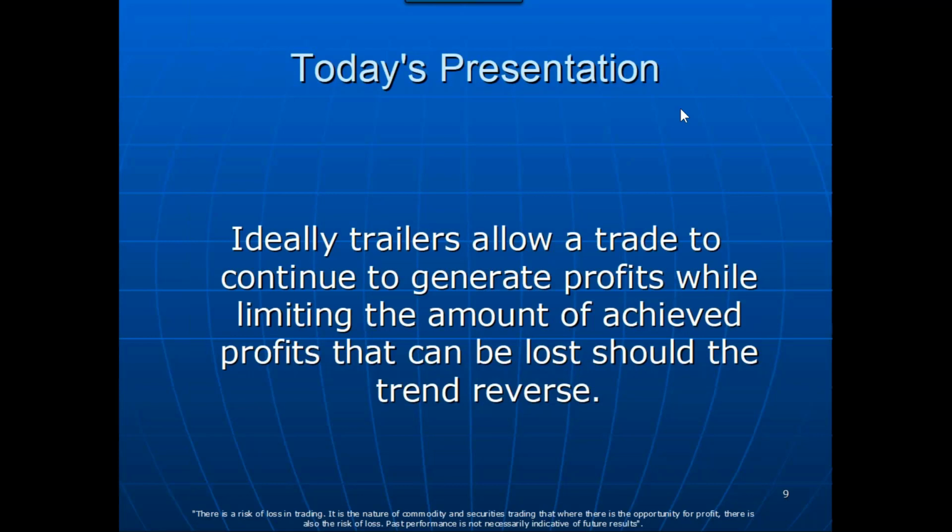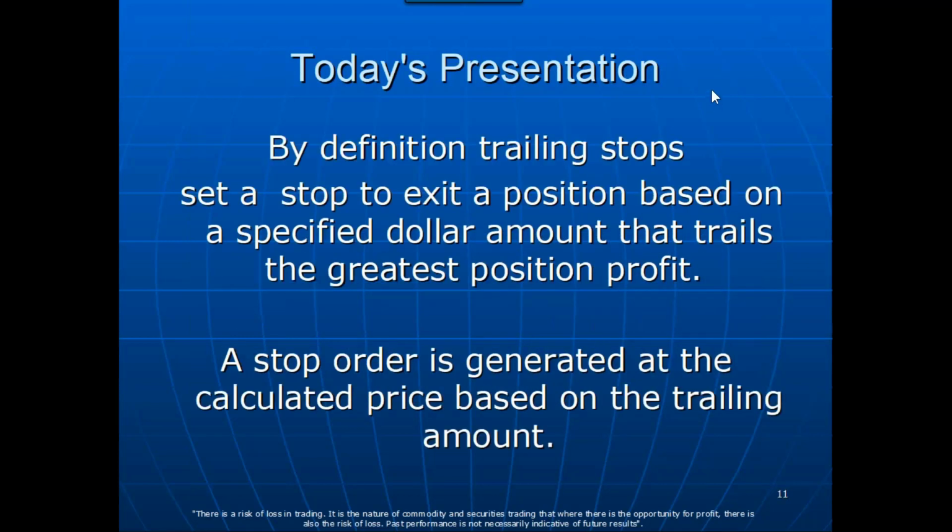Downside is that it will not let you catch that big trade, but will also not let you catch that big loss, and that is the big deal. If you protect your system, protect your profits, and limit your losses, you're going to be a lot more successful than those that don't. By this definition, a trailing stop will set a stop exit position based on a specific dollar amount that trails the greatest position profit. Now that should read a specific dollar or point amount. You can do it either way you want. The one I'm working right now does points, but that's a simple math conversion if you want to look at it that way. A stop order is generated and put in the trade as an automated system exit at the calculated price based on the actual trailing amount.